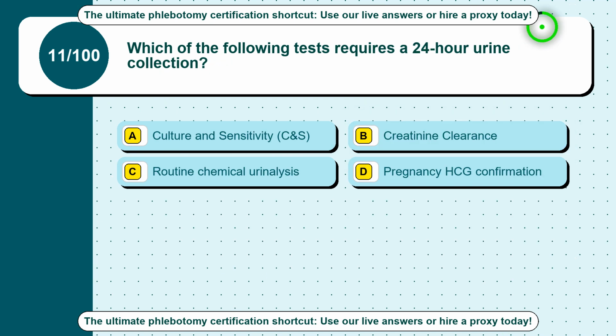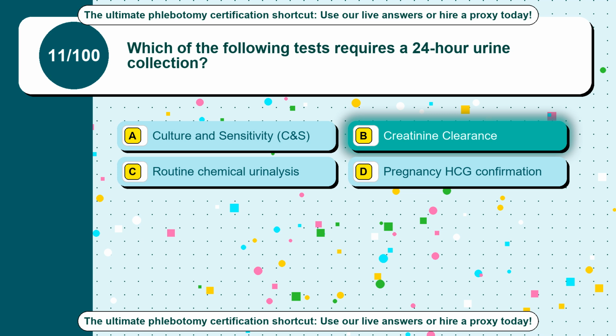Question 11. Which of the following tests requires a 24-hour urine collection? Option A, culture and sensitivity, C&S. Option B, creatinine clearance. Option C, routine chemical urinalysis. Option D, pregnancy HCG confirmation. The correct answer is option B, creatinine clearance.